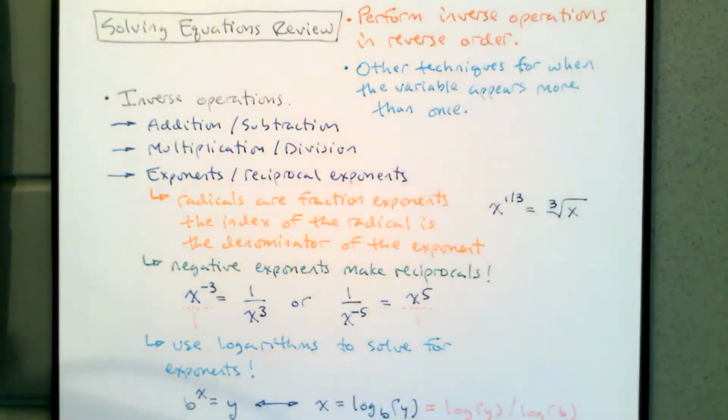So I prefer thinking of solving equations in this fashion. Your default should be to try to perform inverse operations in reverse order. Other techniques are for when the variable appears more than once. If the variable does not appear more than once, you should be doing inverse operations in reverse order. So that way, inverse operations in reverse order becomes the default, and other techniques become the niche techniques.